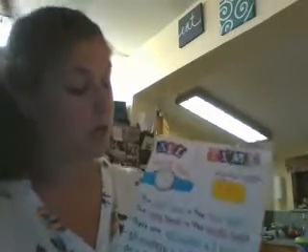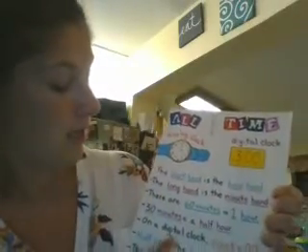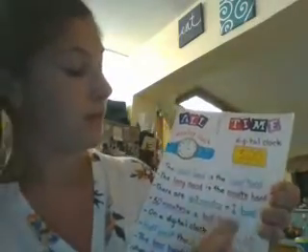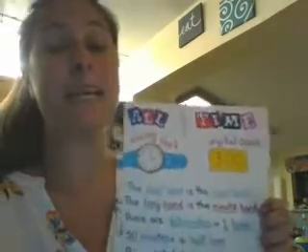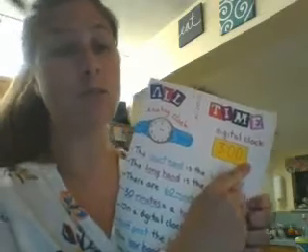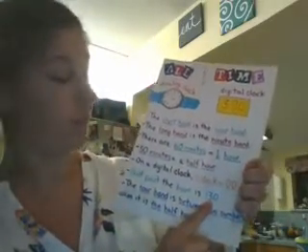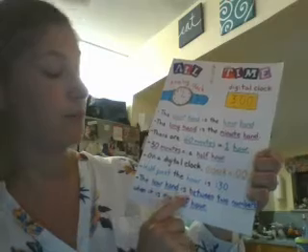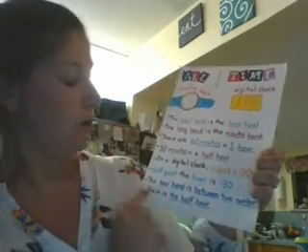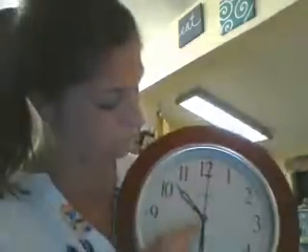So on a digital clock, when we notice the 2 zeros right there, you would say it as o'clock. So you wouldn't say 300, you would say 3 o'clock. Half past the hour is 30. The hour hand is between 2 numbers when it is on the half hour. So like I just showed you for 10:30.